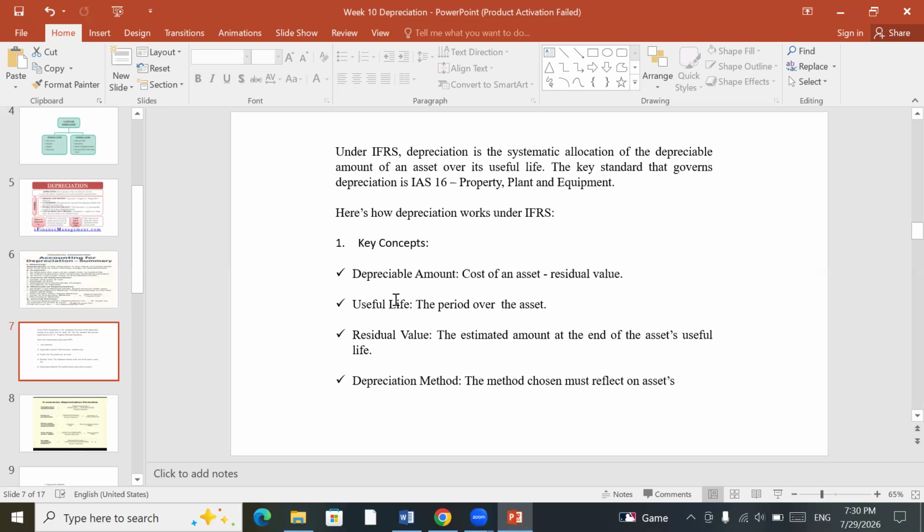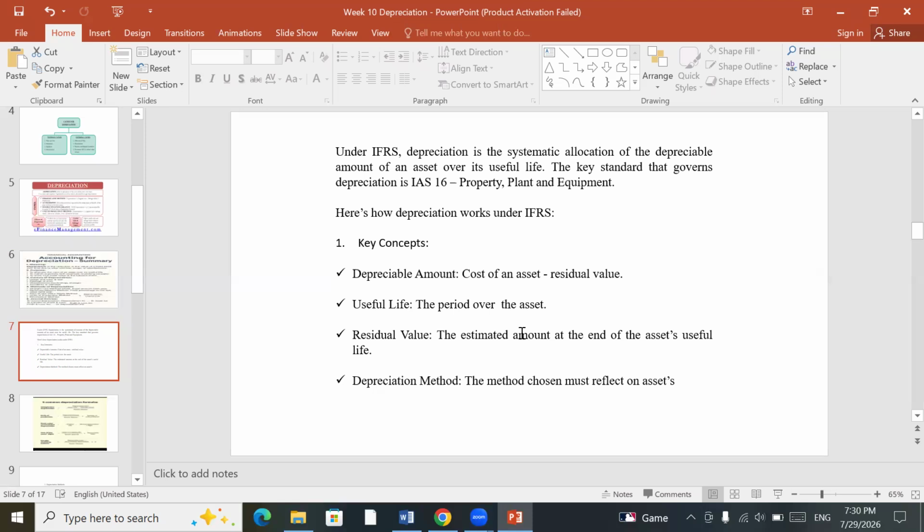At first, the depreciable amount. Depreciable amount means the cost of the asset minus the residual value. Residual value is salvage value. Salvage value and residual value are the same. So cost of asset minus residual value, or salvage value, is equal to the depreciable amount.